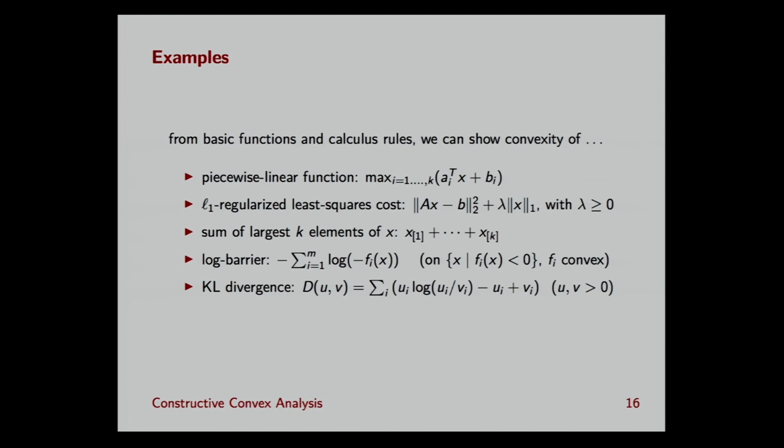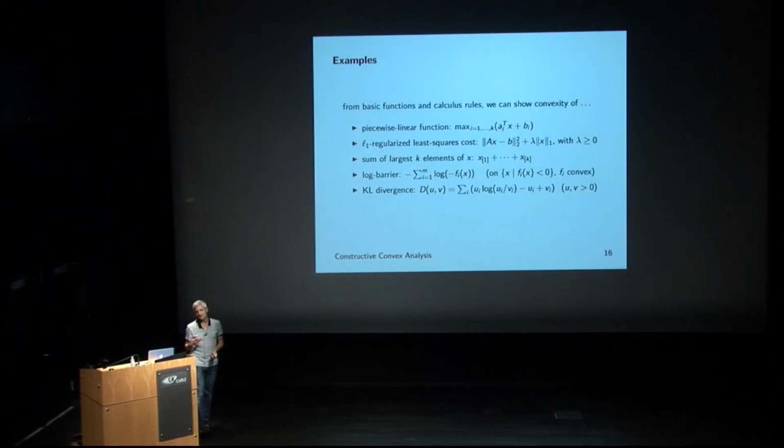So the maximum of all n choose 4 functions of that form is convex. But the maximum is exactly the sum of the largest 4. Everybody got that? So we just did it with not much pain. And this is something that's quite sophisticated. It's not obvious. Okay. Log barrier.